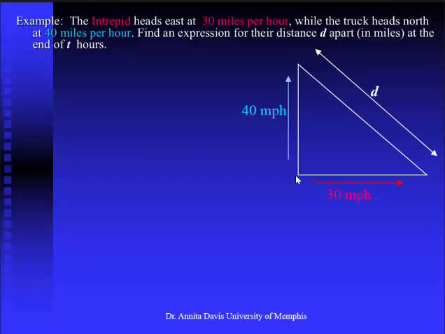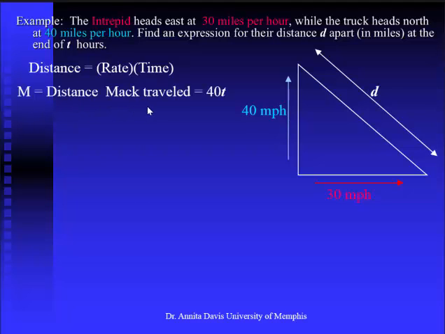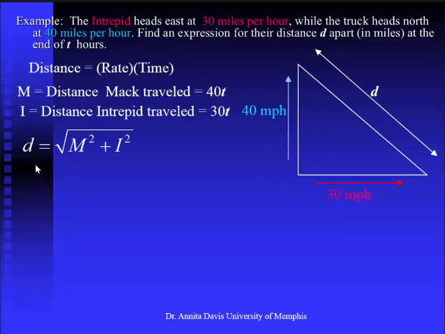Both the Intrepid and the truck have the same beginning point. The Intrepid heads east 30 miles per hour, while the truck heads north 40 miles per hour. We want to find their distance d at any time t. Now, distance equals rate times time. We'll let m equal the distance the Mack traveled, which is 40t. Let I equal the distance the Intrepid traveled, which is 30t. The distance is the square root of m squared plus I squared, which is the square root of (40t) quantity squared plus (30t) quantity squared.